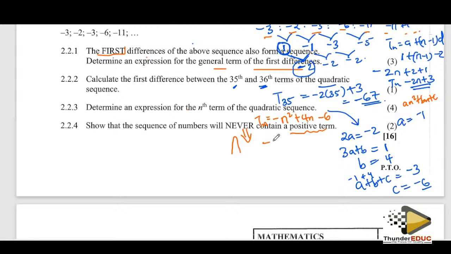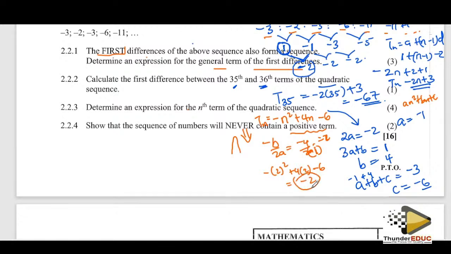That's negative b over 2a. So -4 over 2a, which gives me, this is a -1. So -4 over 2 times -1, which gives me a 2. The turning point is at a 2. Then when I try to substitute that, plus 4 times a 2 minus a 6. Let me see, negative 2 squared plus, that is 8 minus 6. So my turning point is at -2.